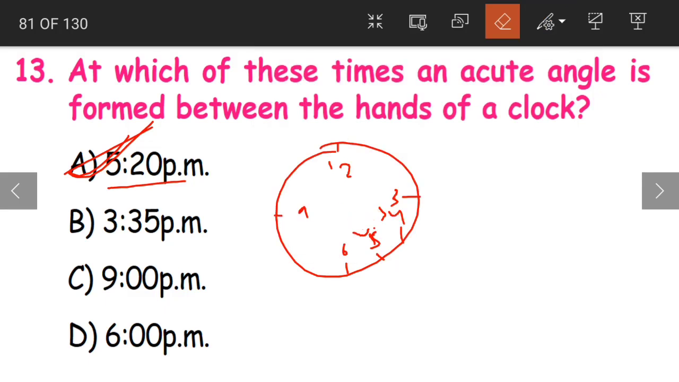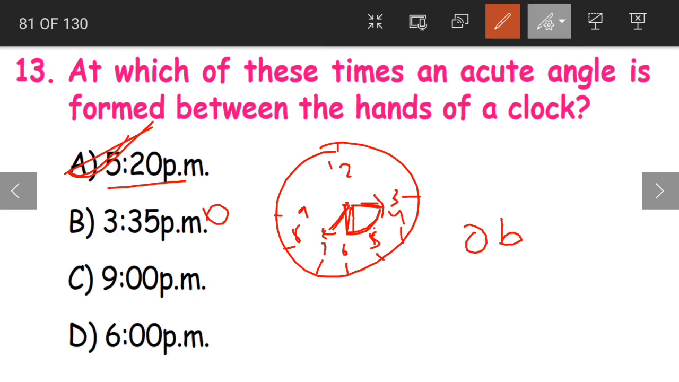What is the next option? Option B is 3:35. So when we are talking about 3:35, what is it? It is an obtuse angle. It is greater than our right angle. This would have been our right angle, but it is greater than our right angle. So it becomes an obtuse angle.